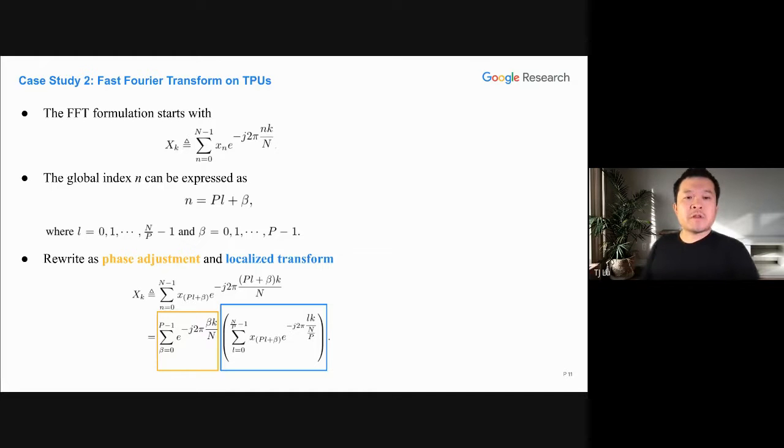The FFT formulation starts with the same equation of DFT. We rewrite the global index n as n equal to PL plus beta, and P denotes the number of cores. Further, we can use the definition of global index and rewrite the equation into one that consists of 2 terms, a phase adjustment term and the transform term. We first compute the transform with the Cooley-Tukey algorithm, and then apply the phase adjustment. The phase adjustment is performed with the one-shuffle scheme we just described.